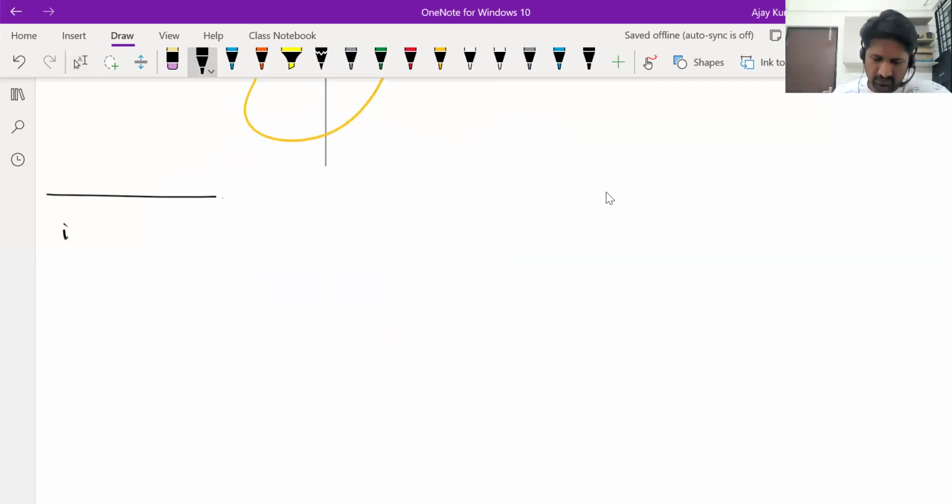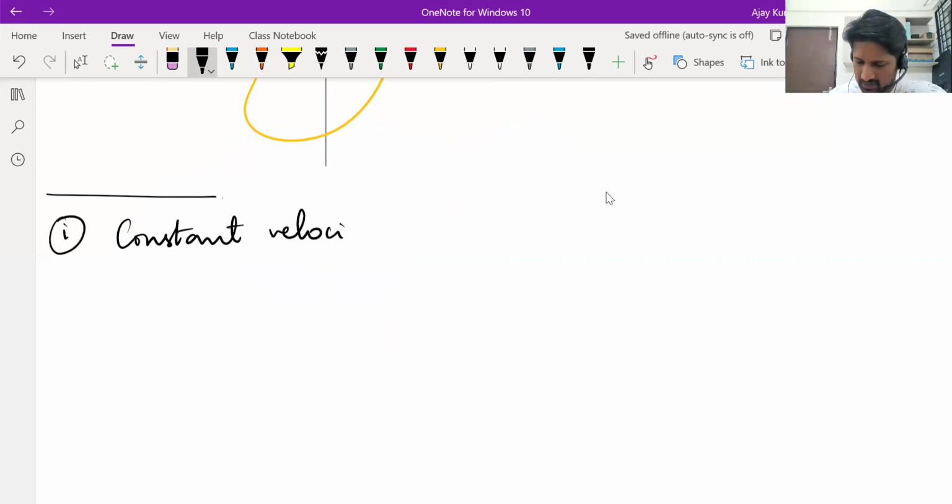Let's take the first case, a very simple case of constant velocity. If an object has constant velocity, can any of you tell me what is its acceleration?